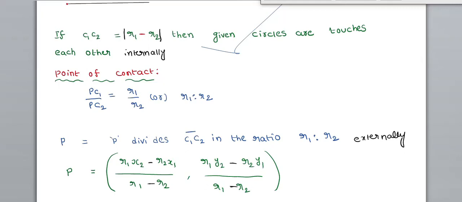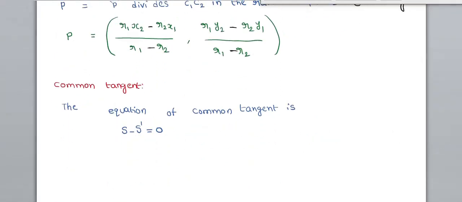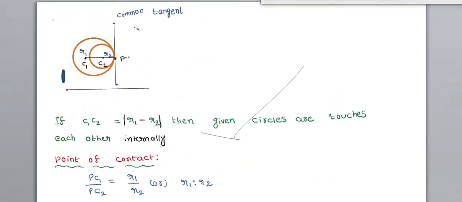So the equation of common tangent is the same. The equation of common tangent is S minus S dash equal to 0. Okay, same formula. So important.